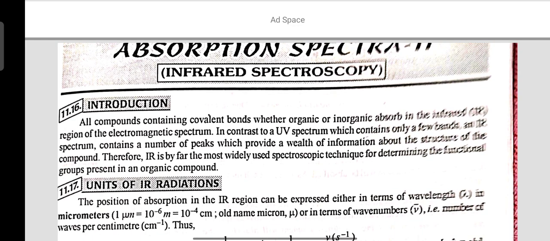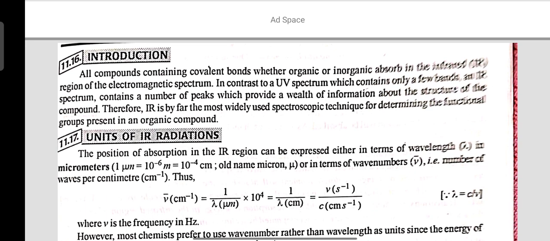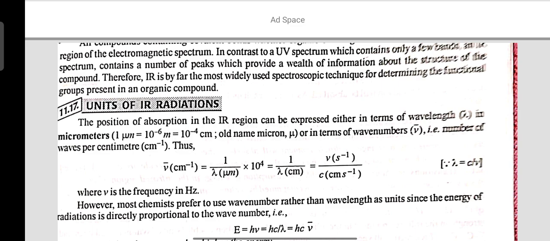Introduction. All compounds containing covalent bonds, whether organic or inorganic, absorb in an infrared region of the electromagnetic spectrum. In contrast to a UV spectrum which contains only a few bands, an IR spectrum contains a number of peaks which provide a wealth of information about the structure of the compound. Therefore, IR is by far the most widely used spectroscopic technique for determining the functional group present in an organic compound.